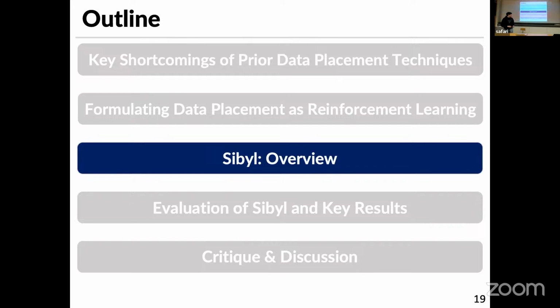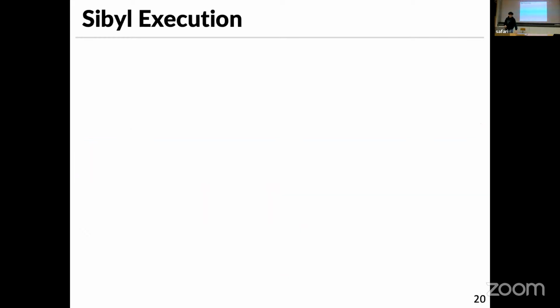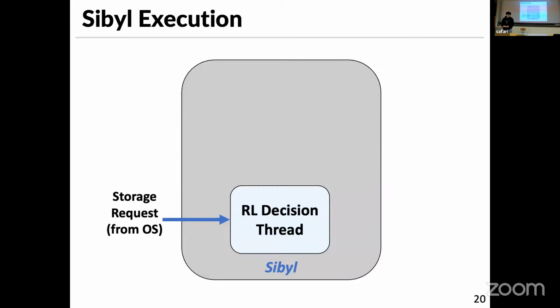As for a more detailed overview of how Cibil looks under the hood, first about the Cibil execution. Here we have the Cibil agent. Inside of it, you have the RL decision thread, which is going to take the request from the operating system and output a data placement decision. That would then be the action.